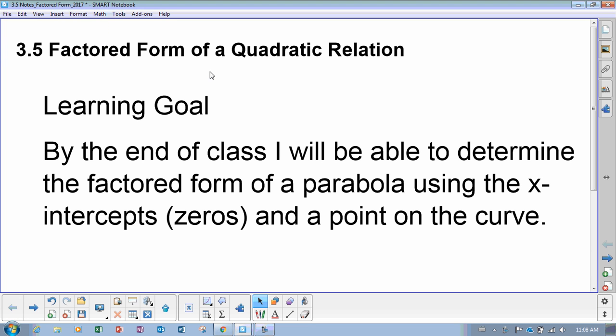All right, so this is a lesson on how we can use the factored form of a quadratic relation to create an equation, or from the equation be able to create the graph. So we'll be able to use the x-intercepts, or they're also known as the zeros, and another word we're going to start learning is something called a root. So that's what we're going to work on today.